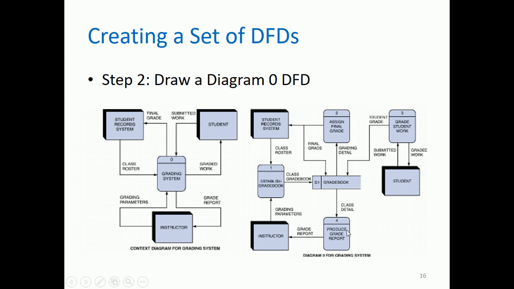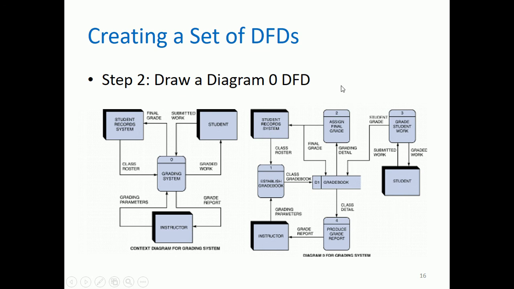And then for the fourth process, produce grade report, it needs the class detail for the input. After produce grade report, it will have a byproduct or an output of grade report, and it will be given to the instructor. So this is an example of the diagram zero.